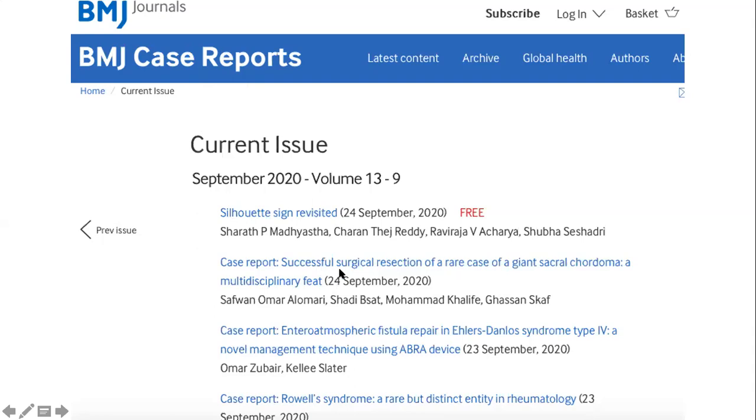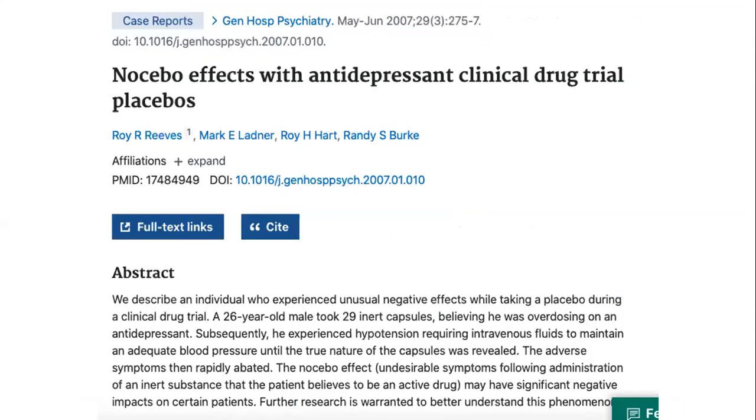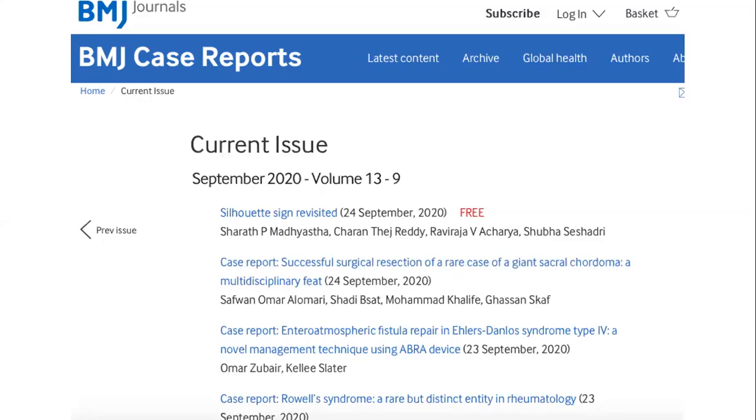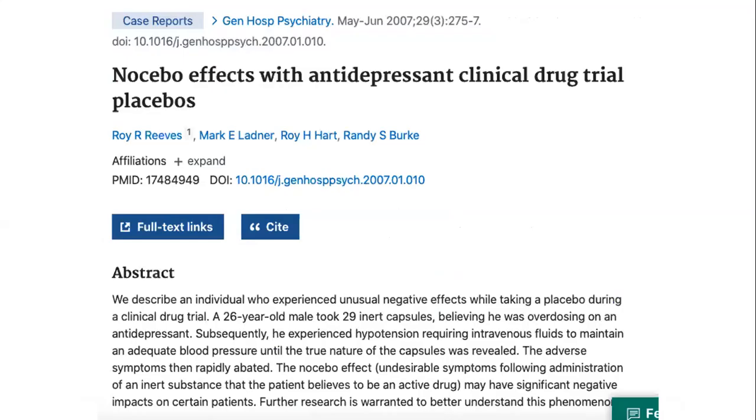These are some examples: successful surgical resection of a rare case of a giant sacral chordoma, a multidisciplinary feat; enteroatmospheric fistula repair in Ehlers-Danlos syndrome type 4, a novel management technique using a device. You don't see large studies on these. These are just individual cases that we can all learn from. And once you've done several cases of this, you can combine them into a case series, which I will discuss in the next couple of slides.